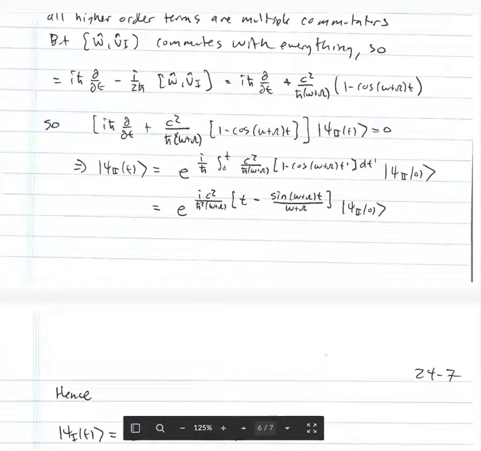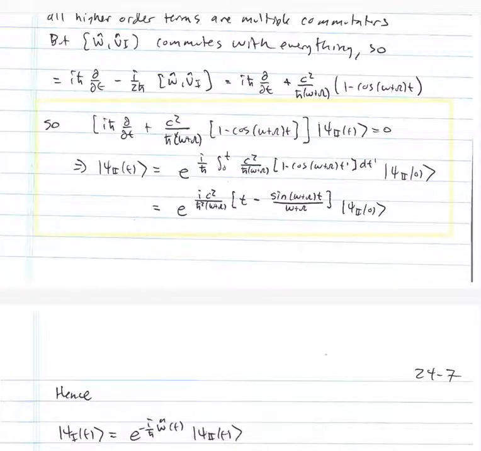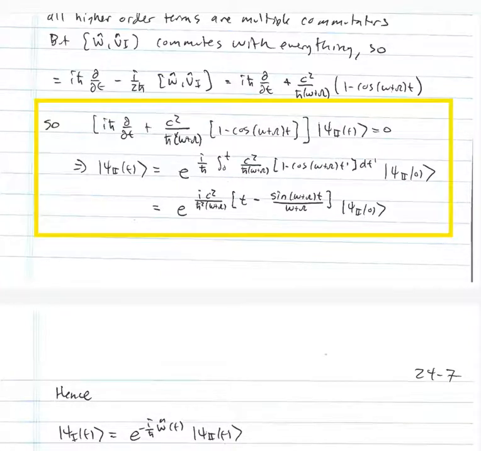All right, we plug this into the equation of motion for the psi2 wave function. We get iħ d/dt plus c²/ħ(ω+Ω) multiplied by 1 minus cosine((ω+Ω)t), all multiplied by psi2 of t. That whole thing is equal to 0.